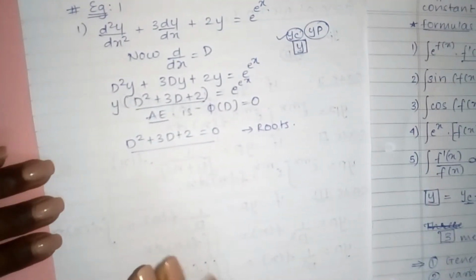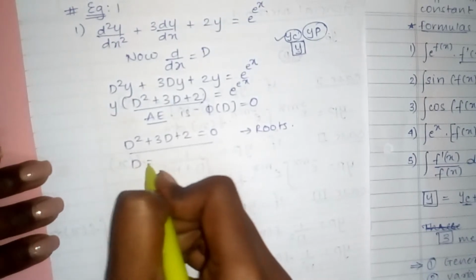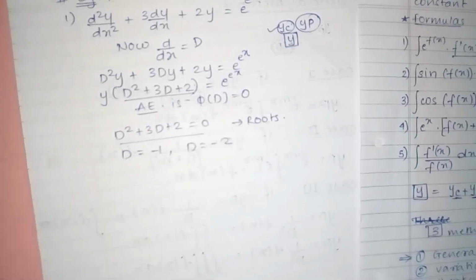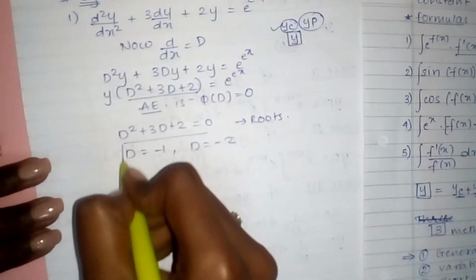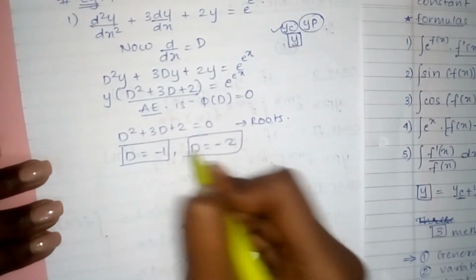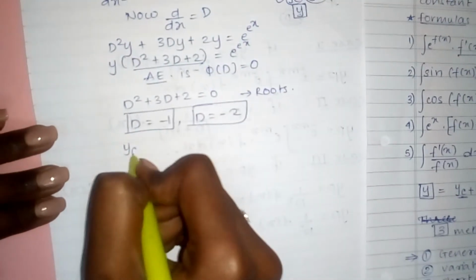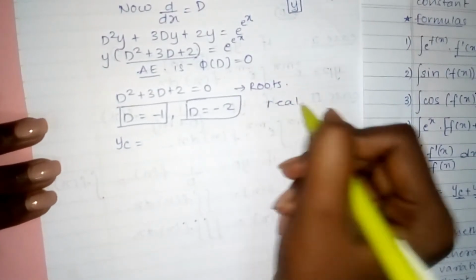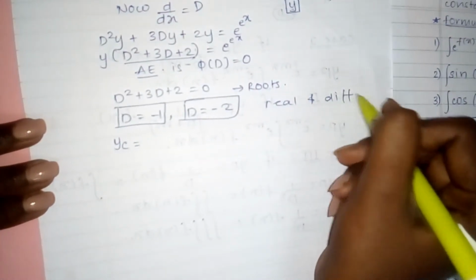Now when we remove the roots, D is equal to minus 1, D is equal to minus 2. These are the roots. So now we have to remove yc. Now how do we remove yc? These roots are real and different.